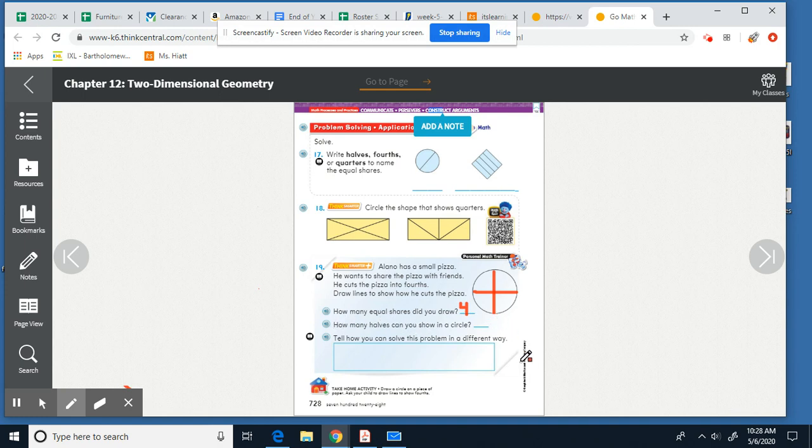How many halves can you show in a circle? If you have a circle and you want to show halves, you would just cut it in half. You can show this half and this half. So 2. 2 halves make a whole. How could you solve this problem in a different way? Well, instead of drawing my circle like this, I could draw my circle diagonal like this, right? There you go. Okay.